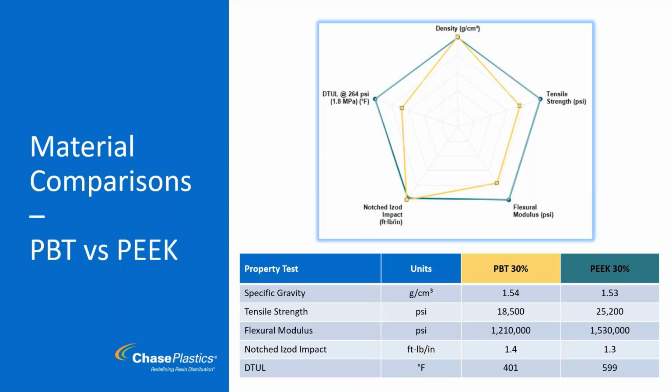And then your temperature is going to be a huge shining difference, because hopefully we know that PEEK is a high temperature material. So you're looking at a 600 DTUL or HDT compared to a 400 out of the PBT. So good difference there when we're comparing it. So this would be your comparison between a couple of semicrystalline materials.